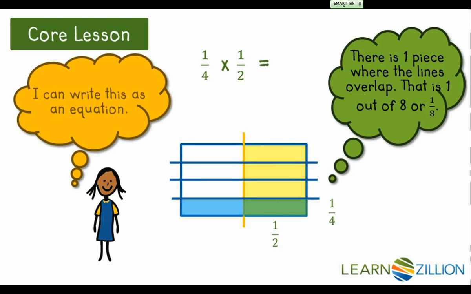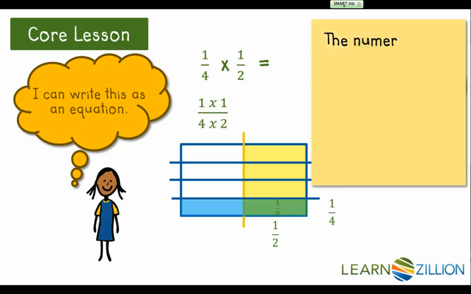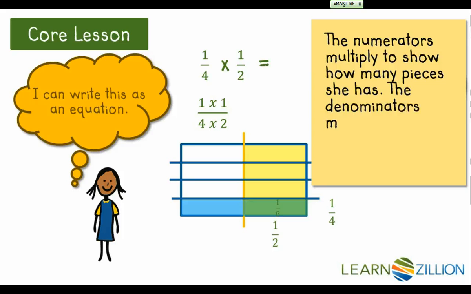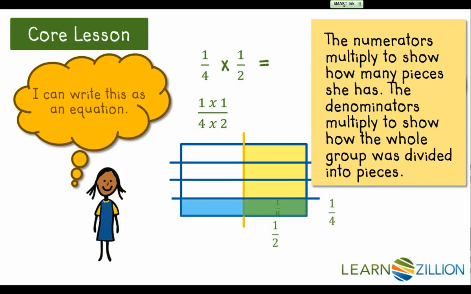I could write this as an equation. I have 1 times 1 over 4 times 2. The numerators multiply to show how many pieces she has. The denominators multiply to show how the whole group was divided into pieces. That gives me 1/8.